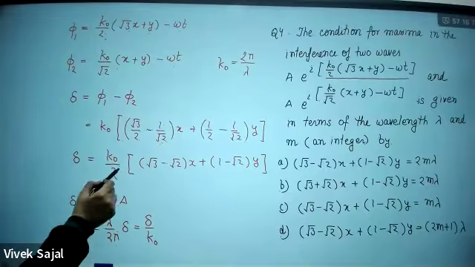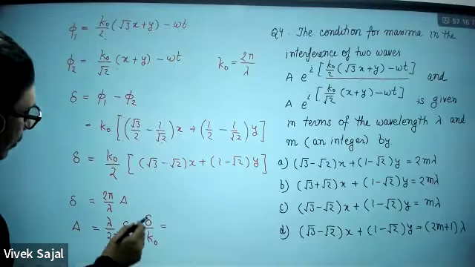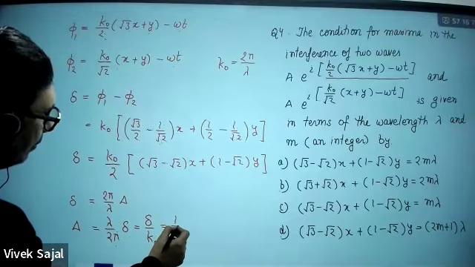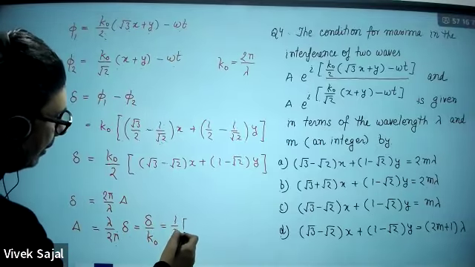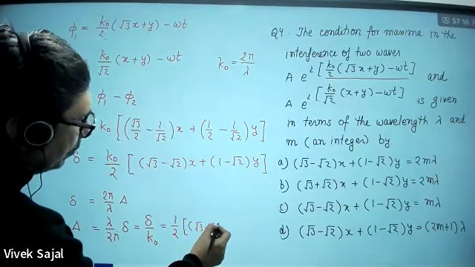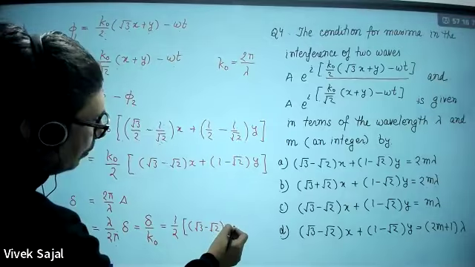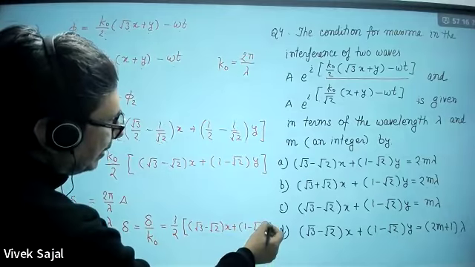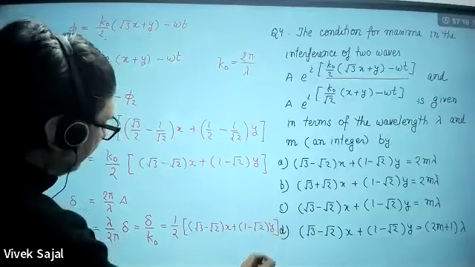So substitute this. When you substitute delta here, K naught will cancel out, and this will be 1 by 2. In bracket, it will be root 3 minus root 2 x plus 1 minus root 2. This will be y and it is equal.